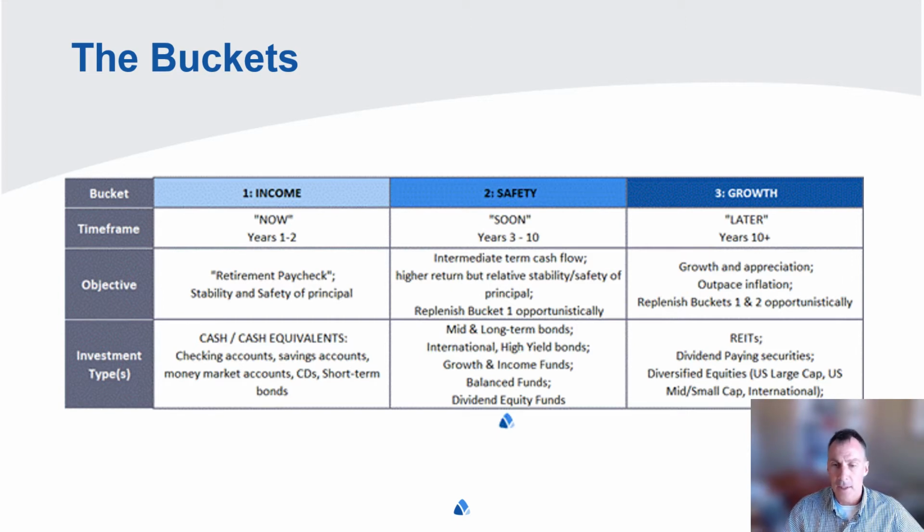And then finally, the third bucket is the growth bucket. So this is the money that you're not going to need until 10 plus years out of retirement. So the purpose of this money is obviously growth and appreciation. You want this money to grow to outpace inflation over time throughout your retirement. So this is going to be where the majority of your equities are going to be allocated within this third bucket.